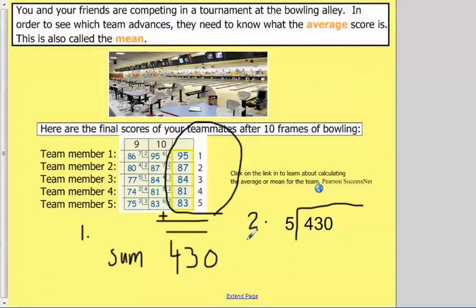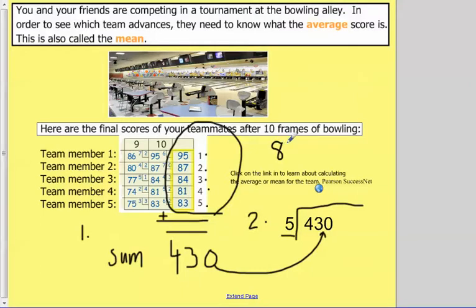you divide. Now, 430 came from here. This 5 came because I had 1, 2, 3, 4, 5 numbers that I added together. So I added 5 numbers together. I got 430. I'm dividing 430 by 5 to find out what the average is of those bowling scores. And you have it in your notes. The mean or average was 86.